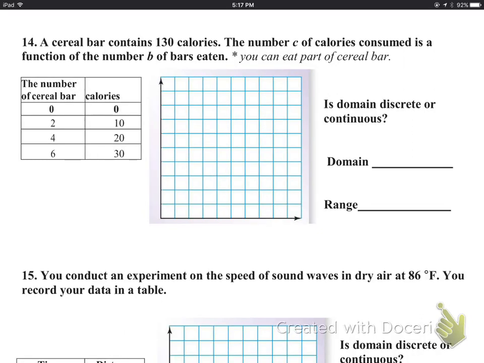We're going to just look at a few word problems and try to identify are these situations discrete or continuous, as well as finding the domain and range. And I'm also going to show you guys how to graph a set of data when I give it to you in a table like this.